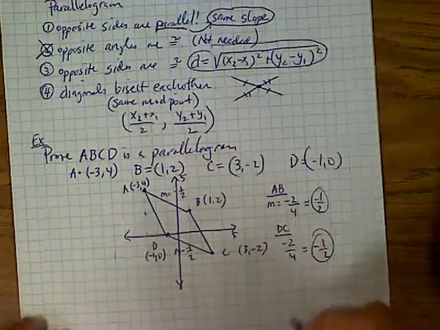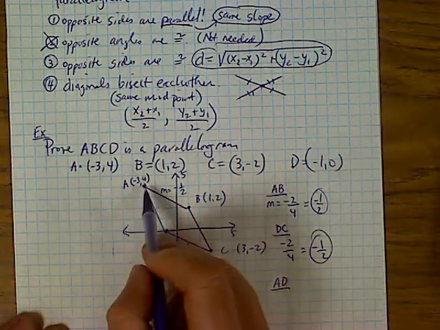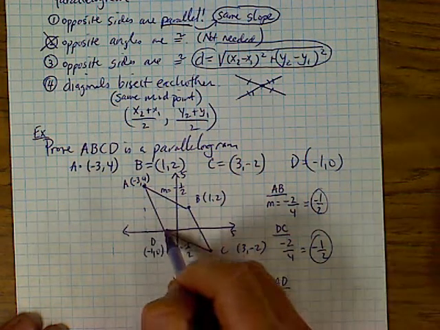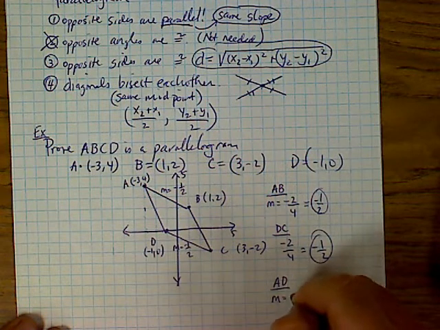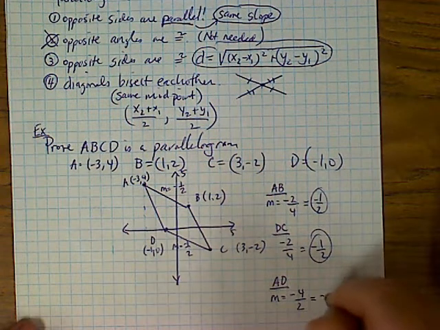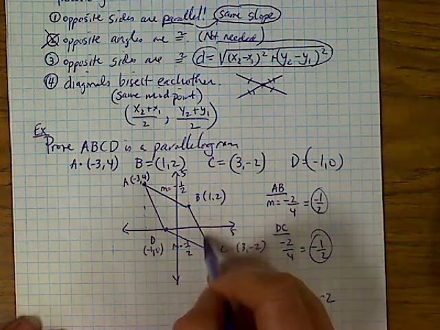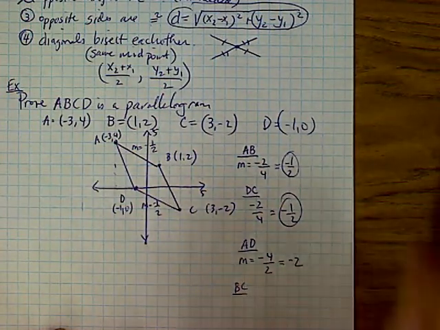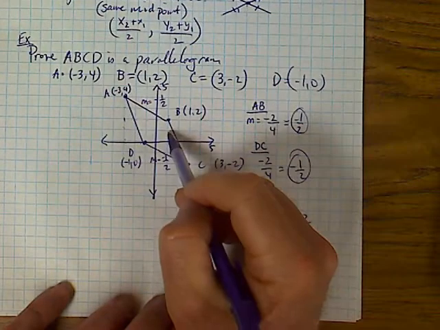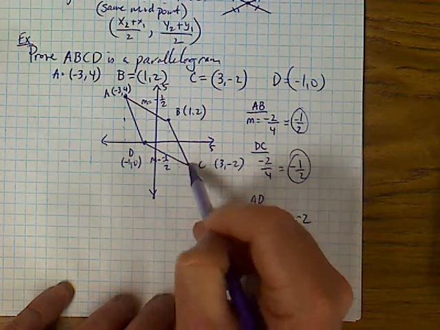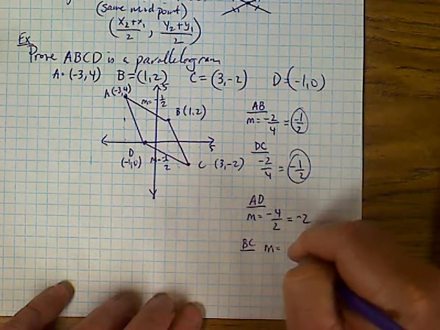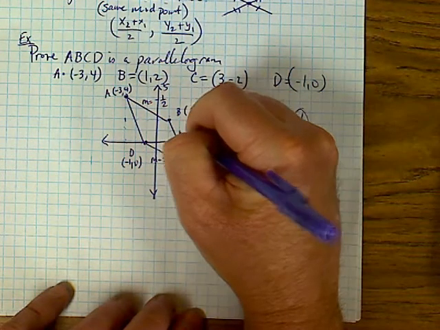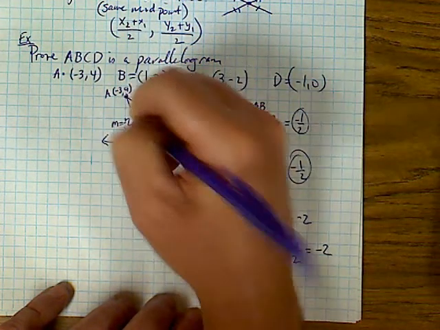Now let's do the same thing for AD. So again, how do I go from point A to point D? I go down 1, 2, 3, 4 over 1, 2. So the slope of AD is down 4 over 2, which is -2. And BC, let's do the same thing. So let's find it for BC now. Checking BC's slope, we go down 1, 2, 3, 4 over 1, 2. So the slope of BC is down 4 over 2. That's also -2. So the slope here is -2. The slope here is -2.